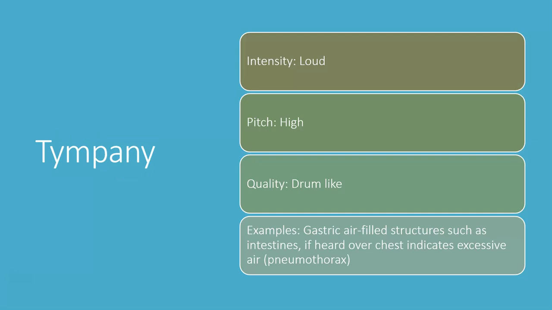Okay, so timpani. The intensity of this sound is going to be loud. It's going to be high pitched, and it's going to have the quality of a drum, so it's going to sound drum-like. This is typically heard over the abdominal areas that may be filled with abdominal gas or air-filled structures, for example gastric air-filled structures such as intestines. If timpani is heard over the chest, this indicates excessive air and could indicate a collapsed lung.